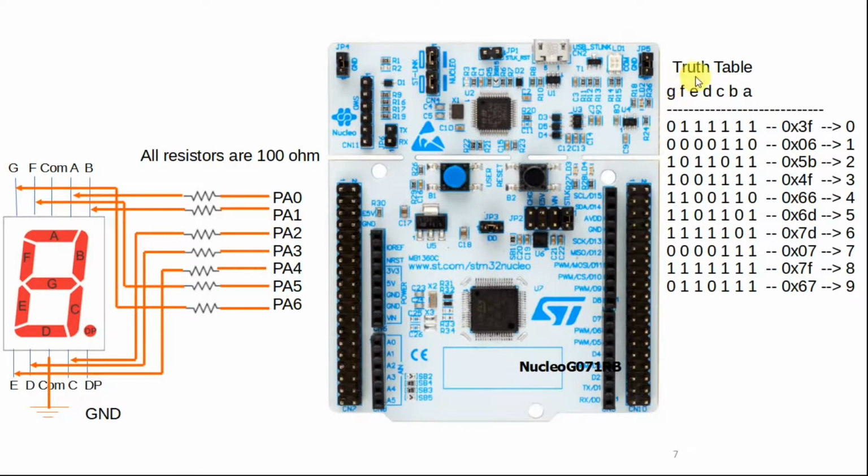And here we have a truth table. Here you can see the segments A, B, C, D, E, F, G. Let's say, for example, if you want to see a 0, we want to turn off the G segment and turn on all the other segments. Then in hexadecimal, we get 0x3F for 0. Like that, I have done the truth table for all the other numbers from 0 to 9. That's all for the theory.